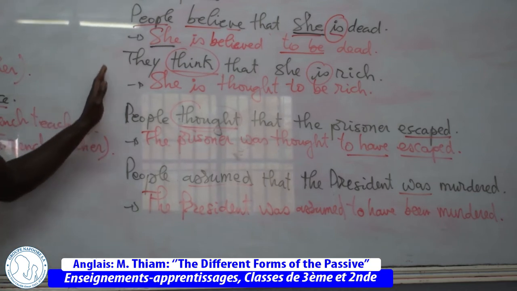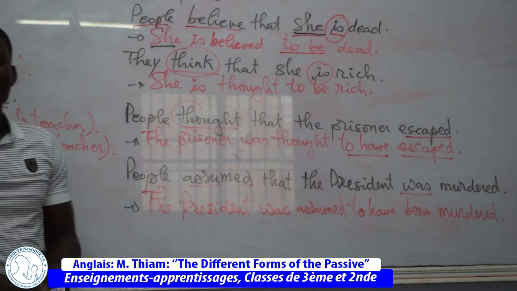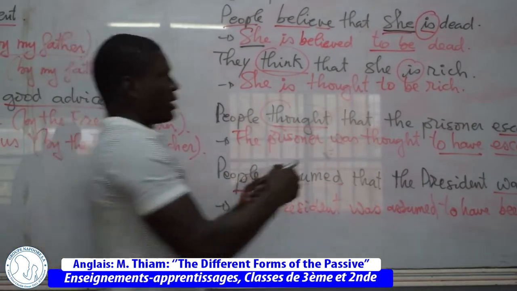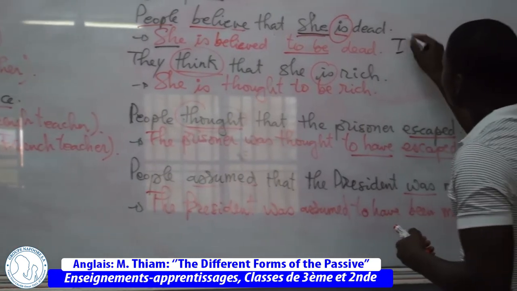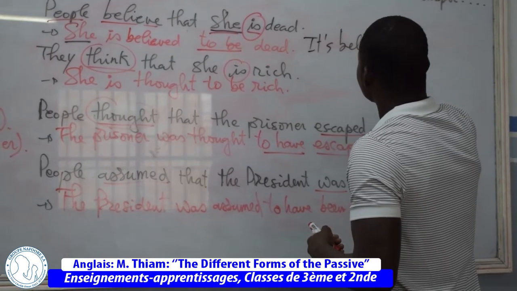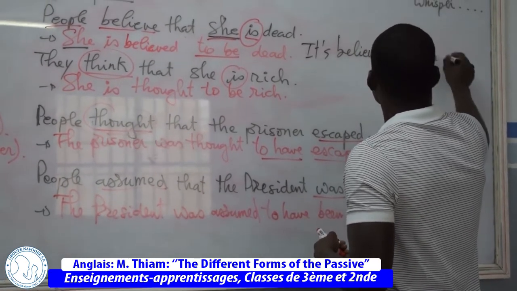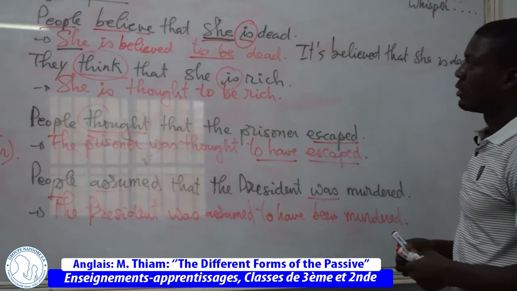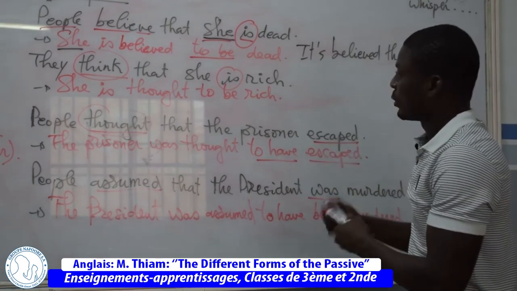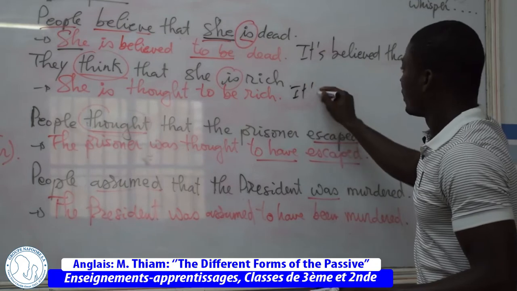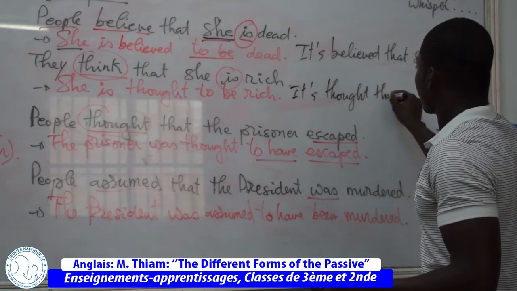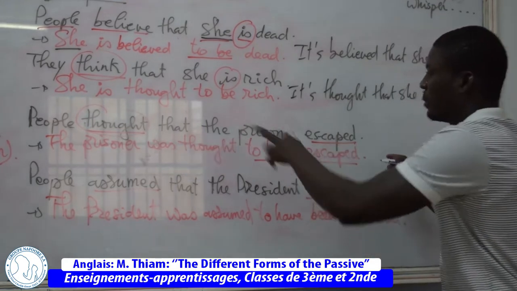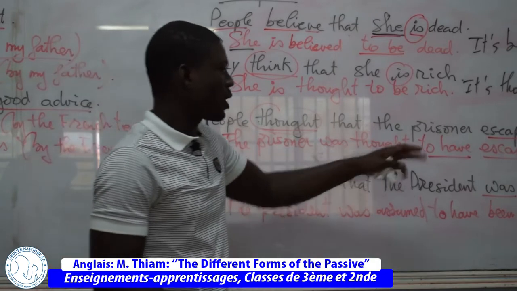Alright? The most used way. But there is still another way of the impersonal passive, which is simpler. Now, instead of having she is believed to be dead, we can only say it's believed that she is dead. Okay? This also is a passive form, but less common than this one. Here also, we can have the same principle. It's thought that she is rich. The prisoner, okay? Same principle here. The prisoner was thought to have escaped.